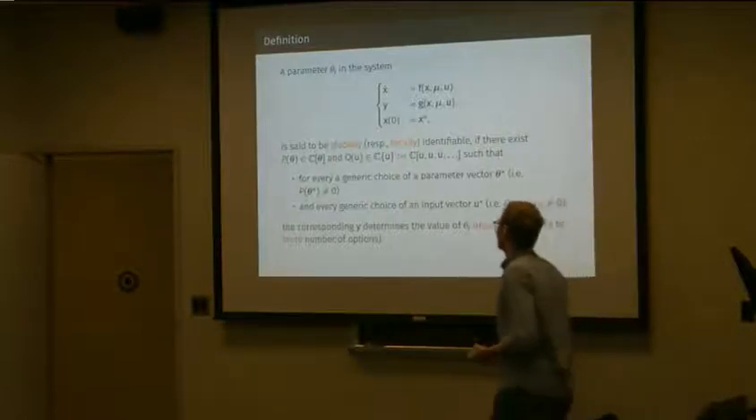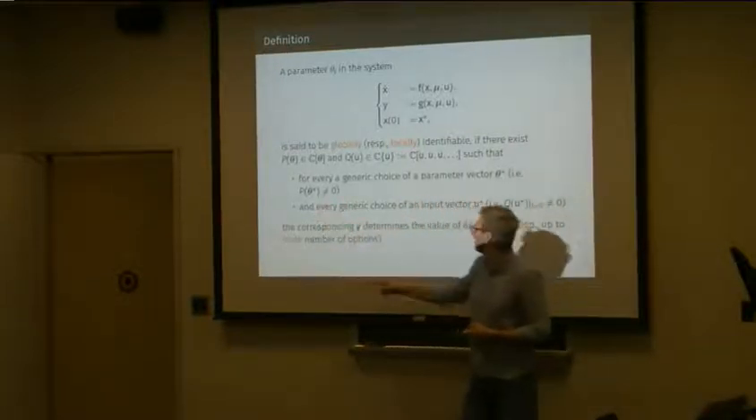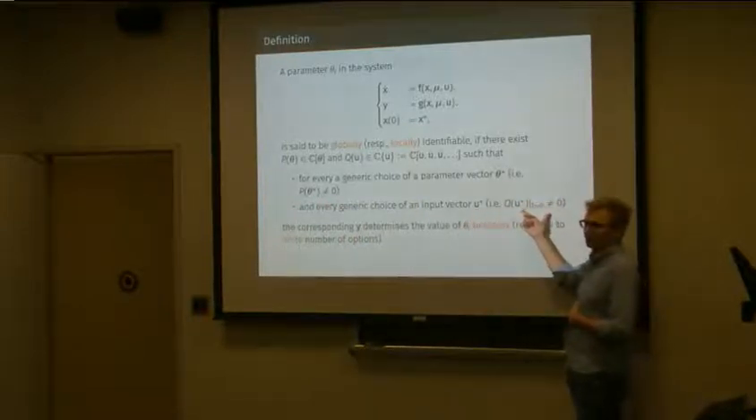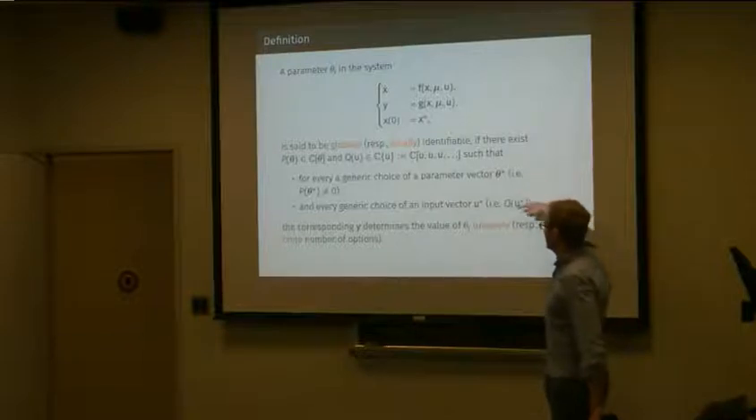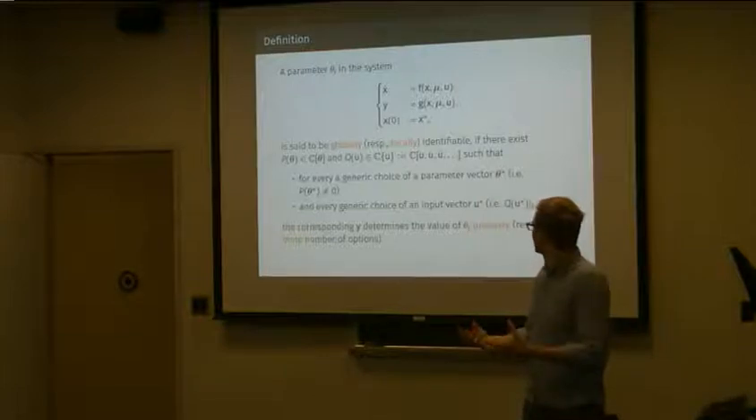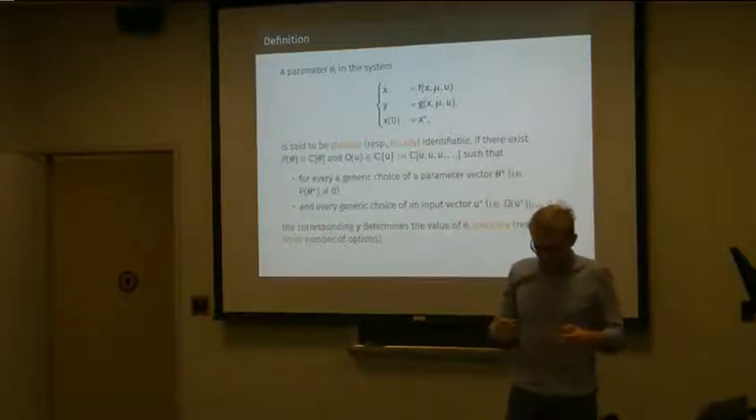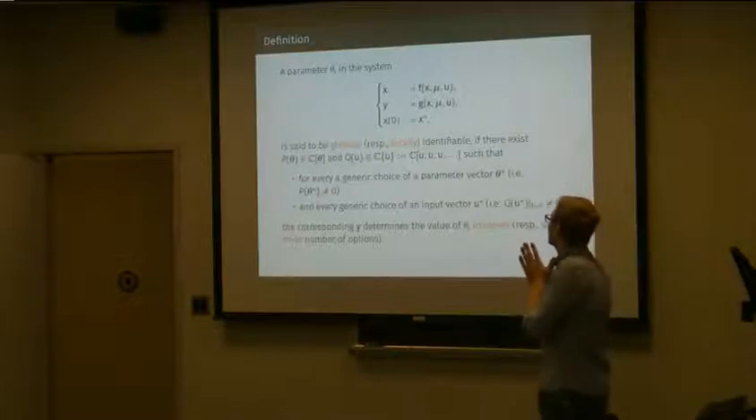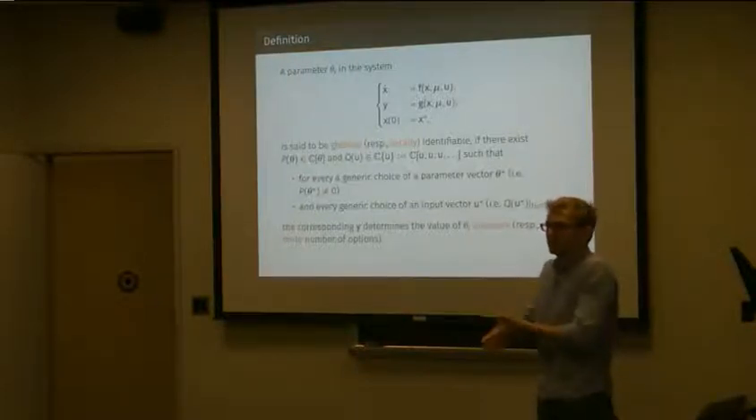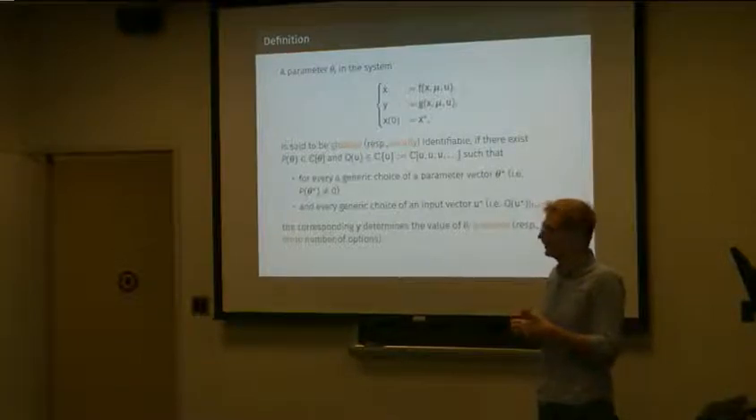If I can find such two polynomials, such that for every parameter vector that is not degenerate, and every input vector that is not degenerate in this sense, so the value of this function at zero is nonzero, then for every such choice, the corresponding y, I will say what this means in a few seconds, determines the value of this parameter uniquely. What does it mean? You pick a parameter vector and you pick an input, then the behavior of the state variables is defined because of the theorem from differential equations. The solution exists and is unique in analytic functions at the point. And then y is also uniquely defined when you fix parameters and input.